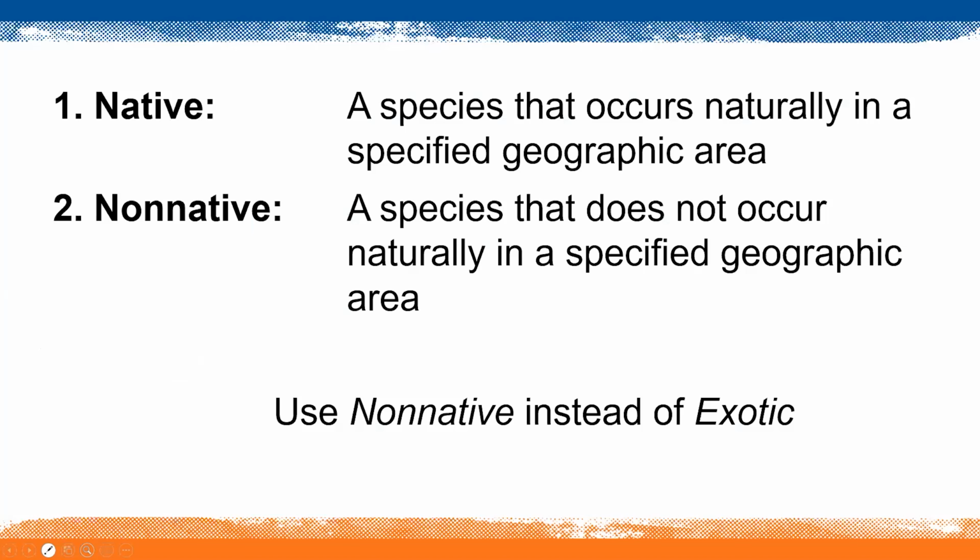Okay, so the first term was native. And this is specifically a species that occurs naturally in a specified geographic area. And that's important. It needs to be specific to a geographic area. We can't just say a species is native. We need to say it's native to some location. Okay, and then non-native is the opposite. It's a species that does not occur naturally in that geographic area. And we chose to use the word non-native instead of exotic. This is because working with people who work with fish more than I do, I work with plants, they pointed out that exotic, and also with other pets, can often be perceived as fancy and not necessarily non-native. So we wanted to eliminate that confusion.